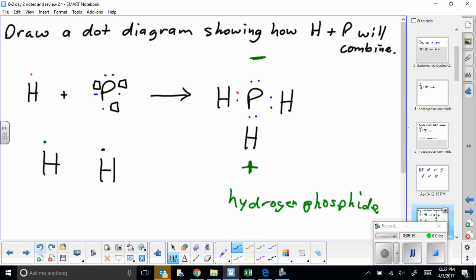Now, if instead I would have drawn this one like this, then what we would have is our negative would be over on this side, and our positive would be on this side. So it depends how we draw that, what it looks like. But this would be then, since we have a negative side and a positive side, then this is a polar covalent molecule.